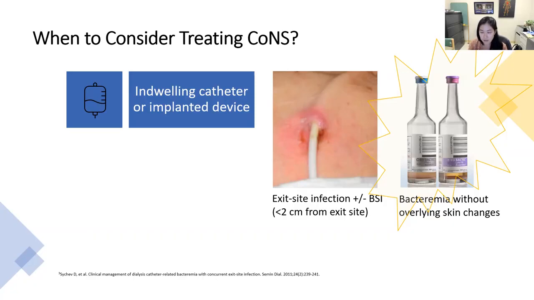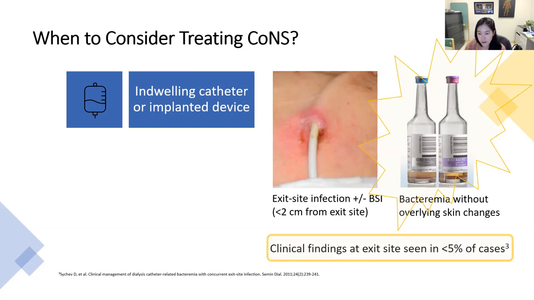In fact, there was a retrospective study of over 1,000 adults with HD lines like this patient, and they found that less than 5% of those patients who were found to have a line infection had clinical findings at the exit site. So all this goes to show that the absence of erythema, absence of purulence over a patient's line should not eliminate the possibility of them having a line infection.